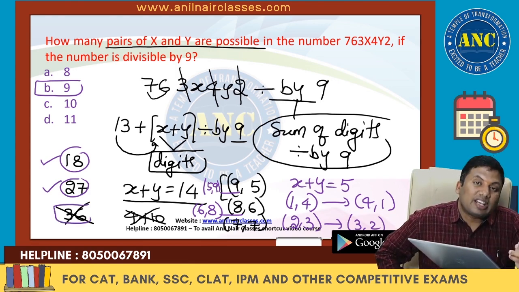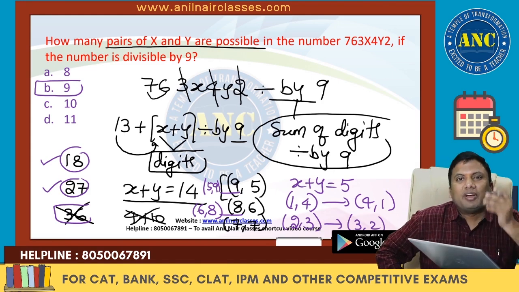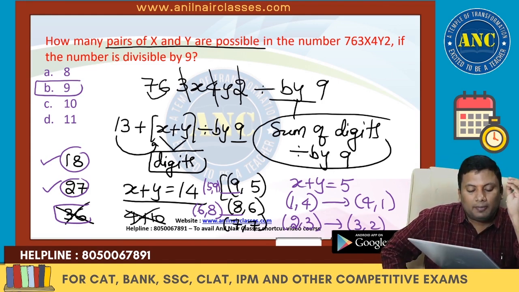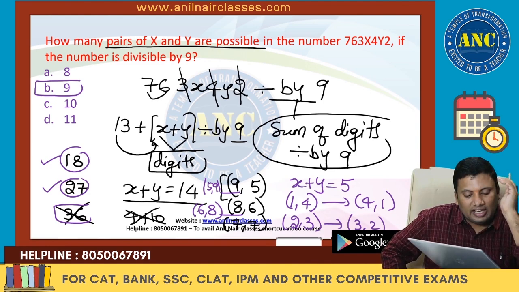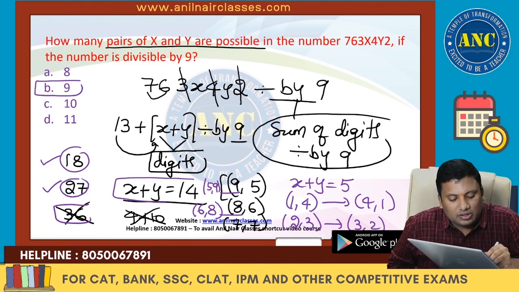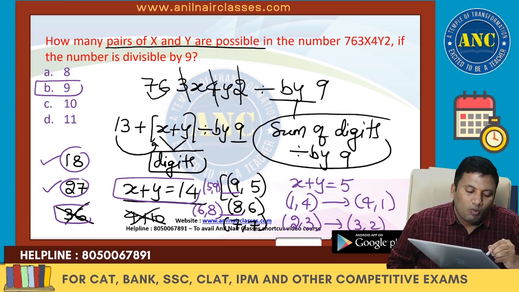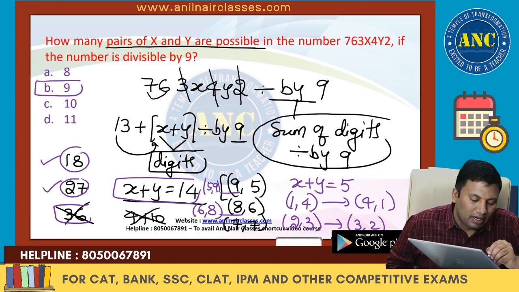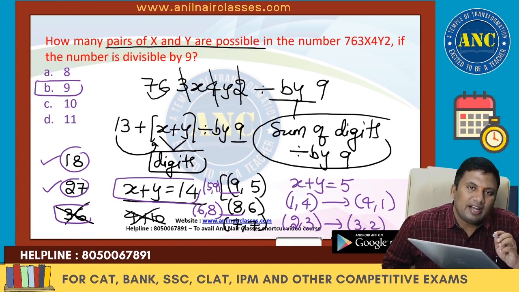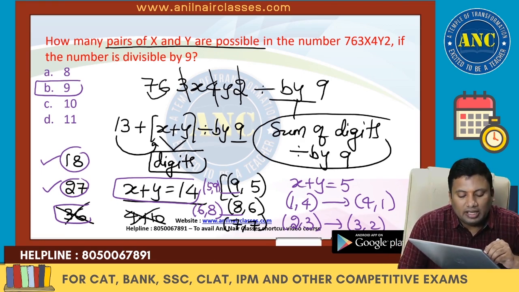36 is not possible. Why? Because x plus y value will become 23. x and y are digits, and the maximum sum of digits is 9 plus 9, 18. So 36 is eliminated. x plus y is 14. 1 and 13 not possible, y value maximum is 9. 2 and 12 not possible, 3 and 11 not possible, 4 and 10 not possible.